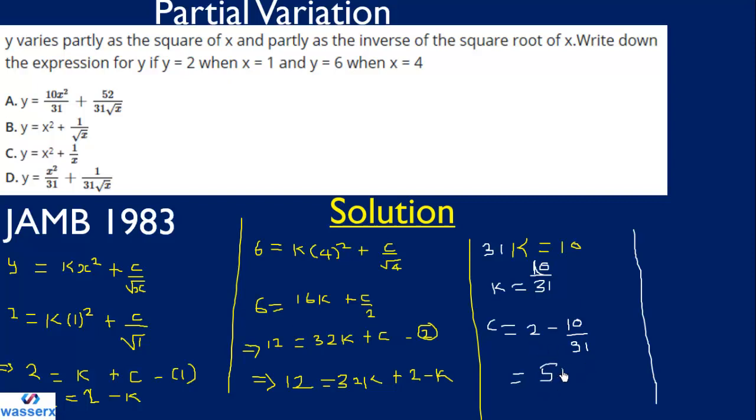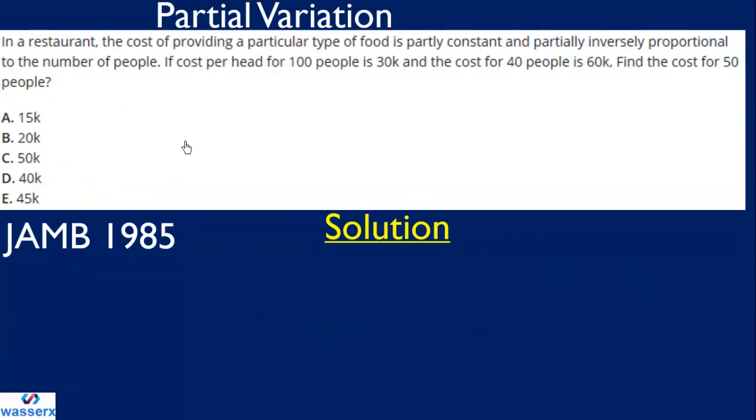52 over 31. So we just sub in these values into the relation y equals 10x squared over 31 plus 52 over 31 root x. So the correct answer is A.